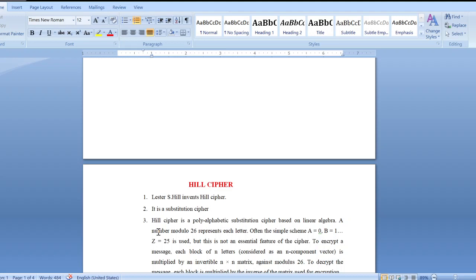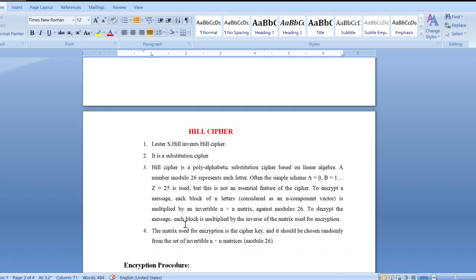Suppose the plain text is A B C A. At the beginning, A may be replaced with Z. At the end, the character A may be replaced with some other character. It may be N or some other. That is about polyalphabetic. The Hill cipher is a polyalphabetic substitution cipher based on linear algebra.